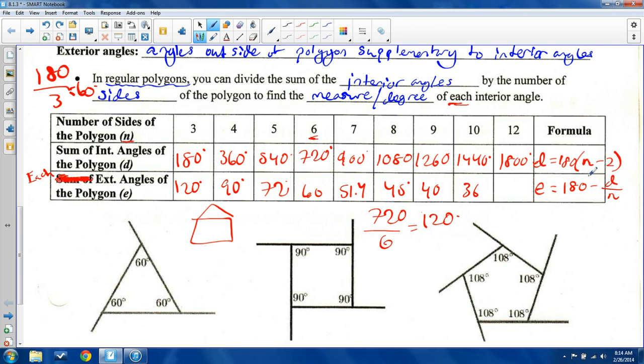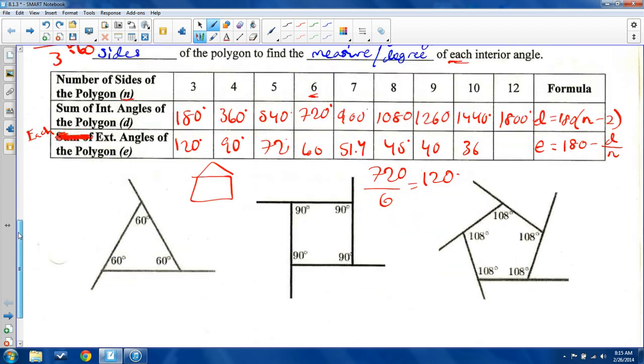Okay, so make sure this makes sense. D is your sum of your angle measures. So let's say it's 180. So I don't do 180 minus 180 here. I do 180 minus 180 over the number of sides. So 180 minus 60, 180 over 3. And then that gives me 60. So 180 minus 60 is 120. That's where I get that.